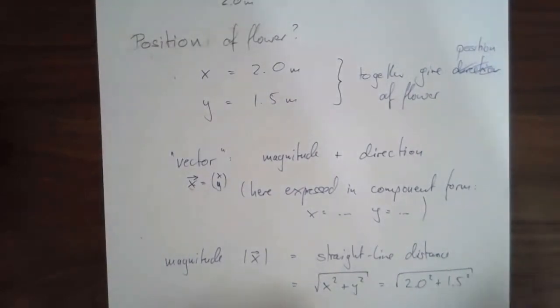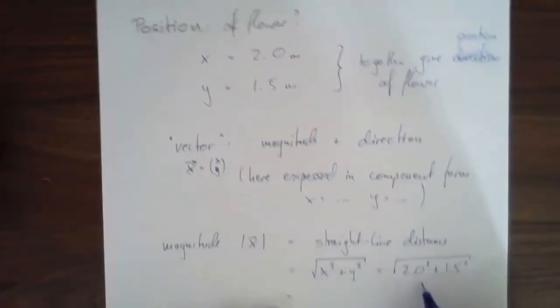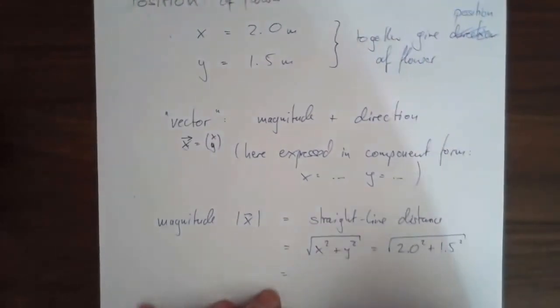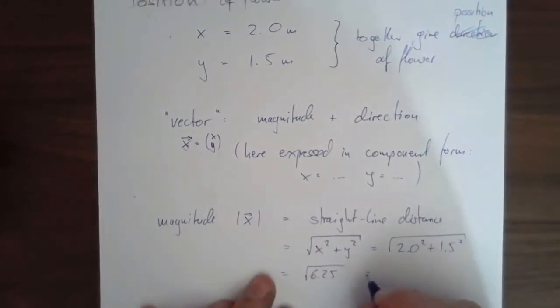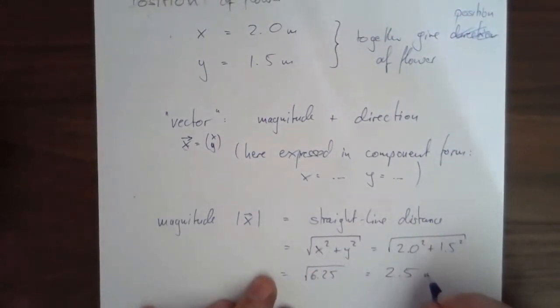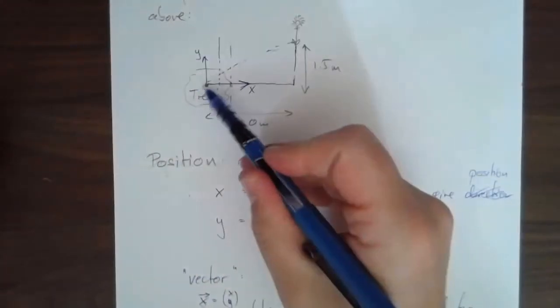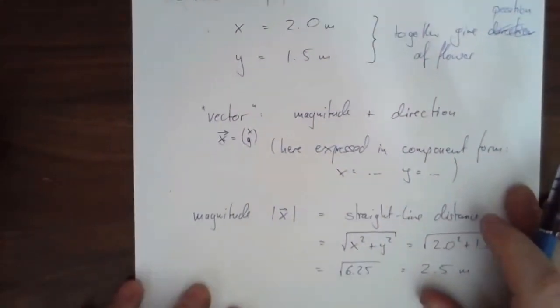Now we can do the math here. It's 4 plus 2.25, that's 6.25, which comes to exactly 2.5 meters, right? So that is the distance from here to here, 2.5 meters.